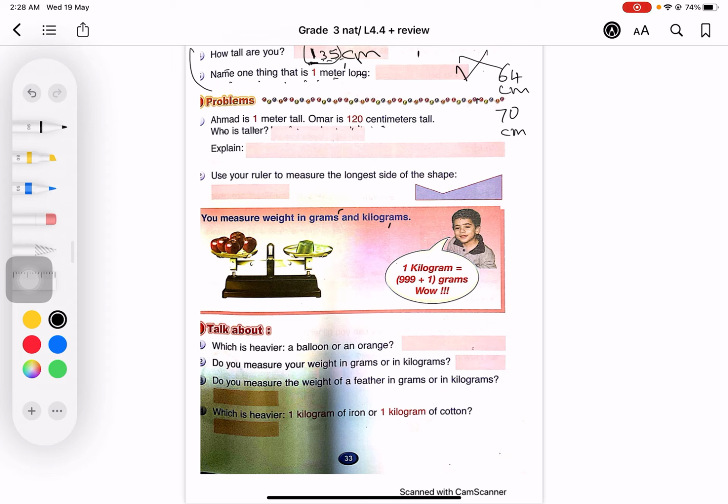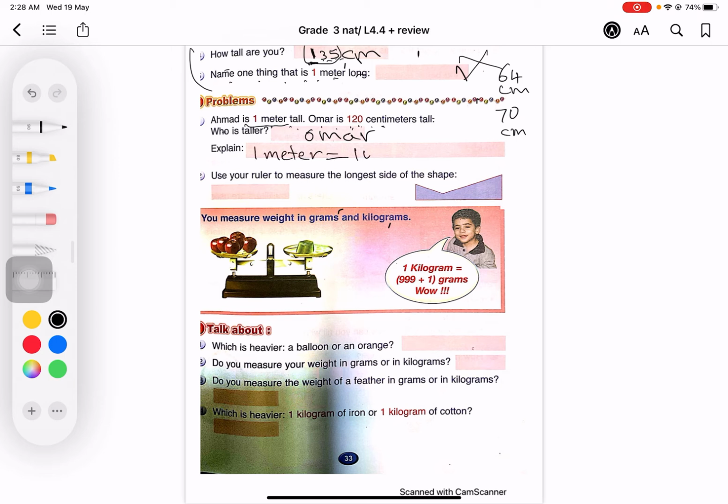Name one thing that is 1 meter long. Okay, name anything. What do you have at home? Your table, for example. Your bed is what? Name one thing that is 1 meter long. These questions, I don't want you to solve. Now, Ahmed is 1 meter tall. Umar is 120 centimeters tall. Who is taller? Explain.